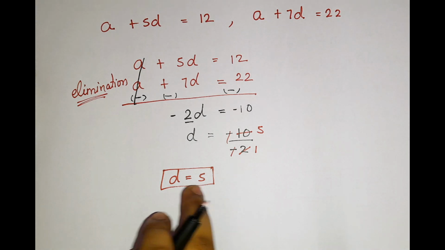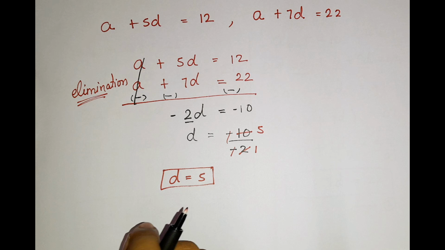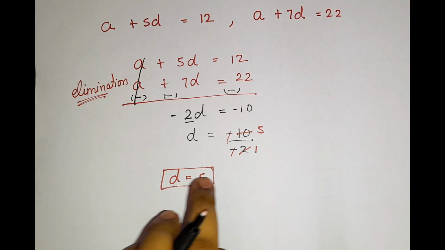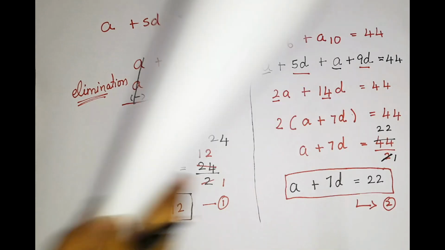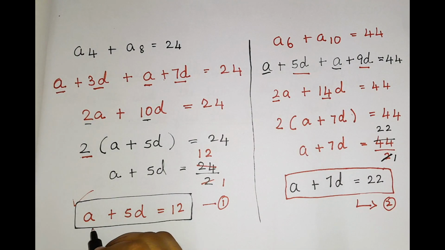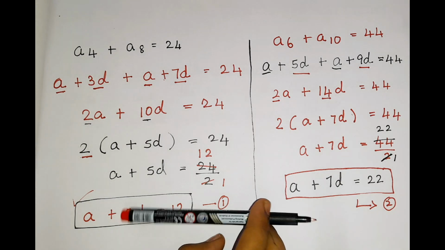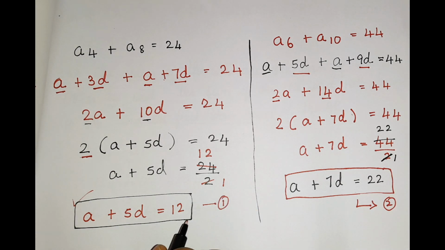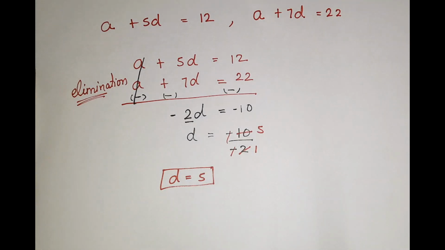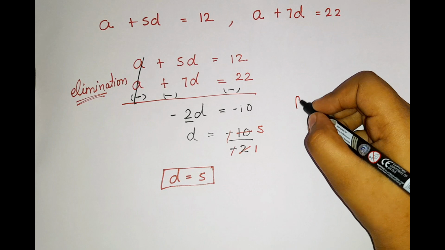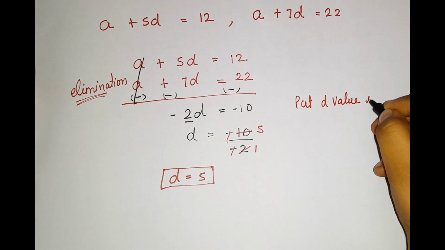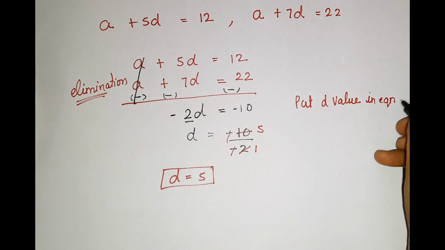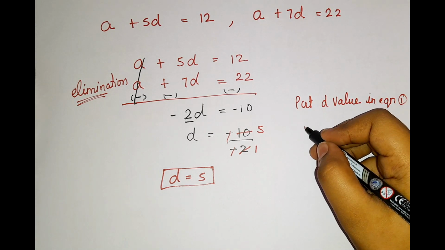Now how to find the a value? What I am going to do now is put this d value in equation number 1. The equation number 1 is this one, isn't it? If you want, you can substitute in equation number 2, that doesn't matter. I am going to substitute in equation number 1. So let us write it here. Put d value in equation 1.